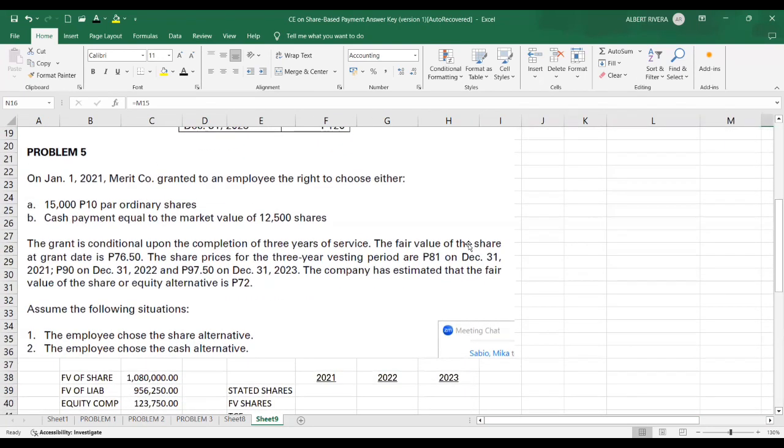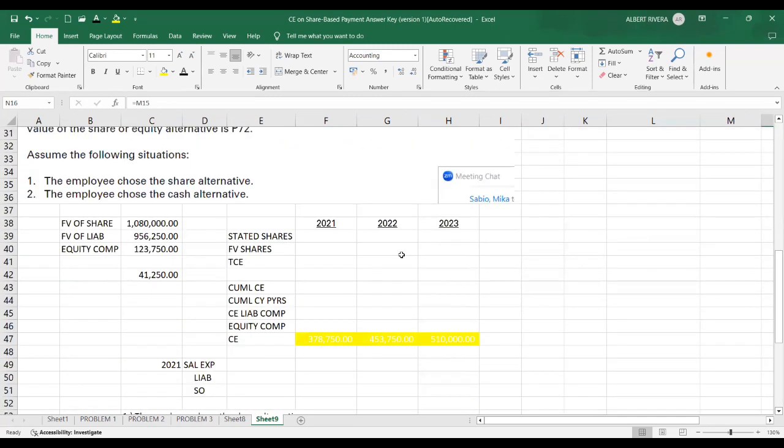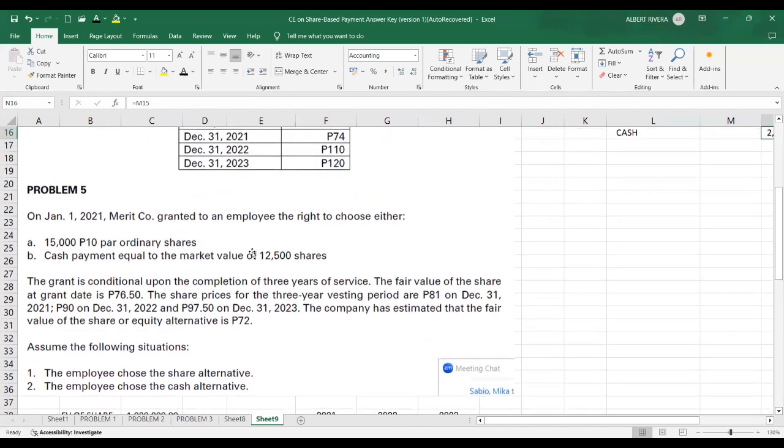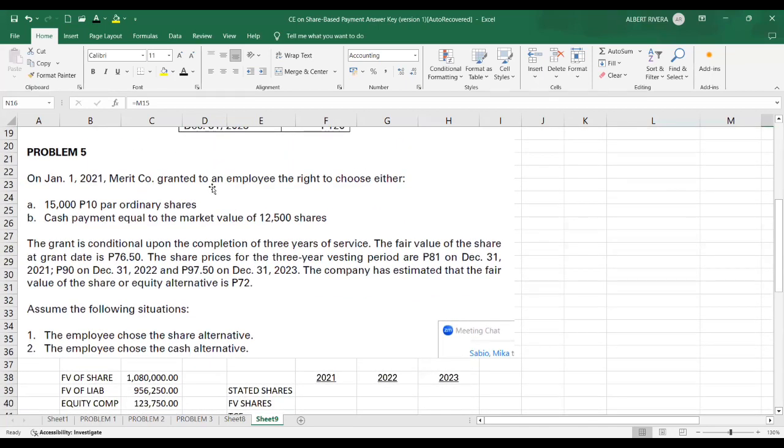Let's now go to problem 5. In problem 5 class, ang sabi dito ay ganito. So, January 1, 2021, Merit company granted to an employee the right to choose either 15,000, 10 peso par value of ordinary shares, and cash payments equal to the market value. Cash payments equal to the market value of 12,500.